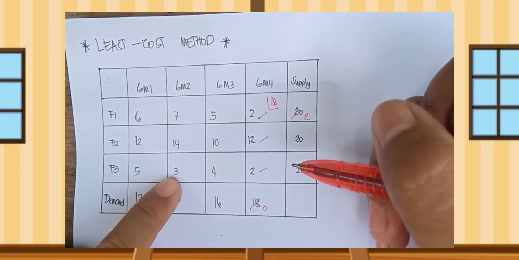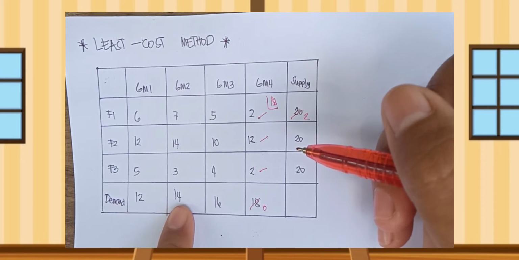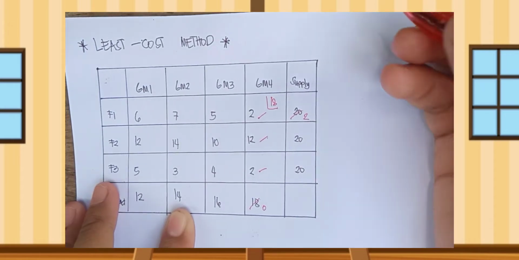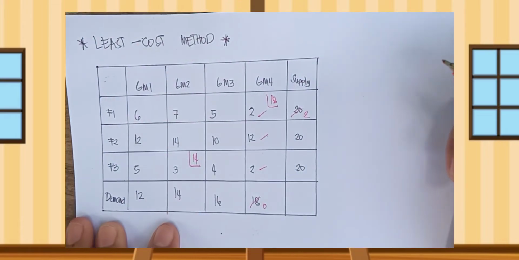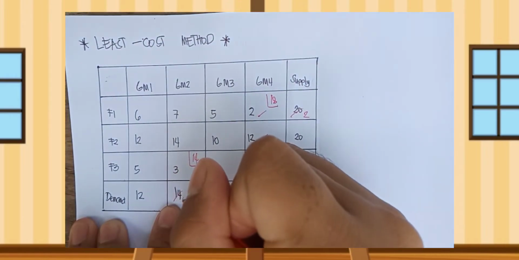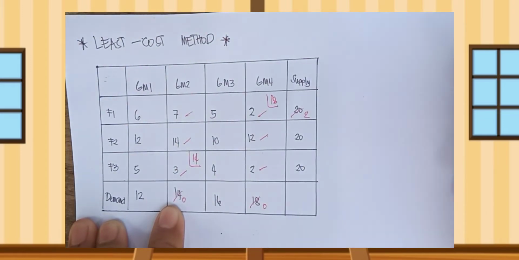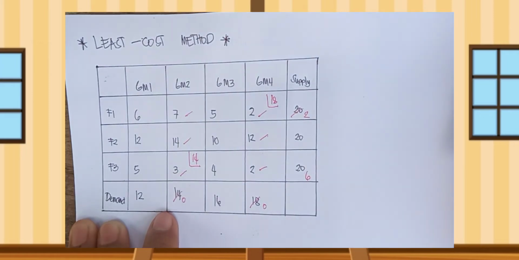So we have number 3. So in the number 3, we have a demand of 14 and a supply of 20. So the minimum is 14. So we will put 14. So we have 14 minus 14 is 0. So we are satisfied. Then 20 minus 14 is equal to 6.